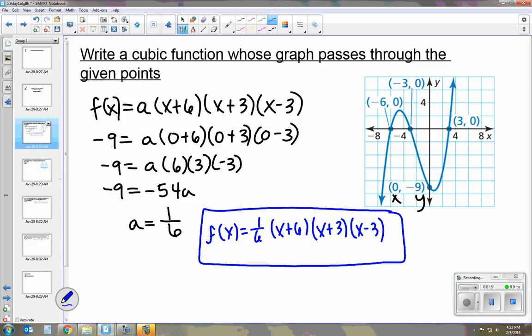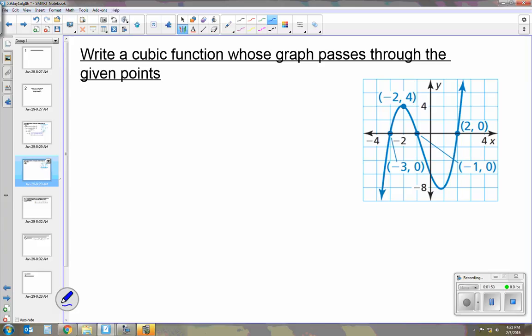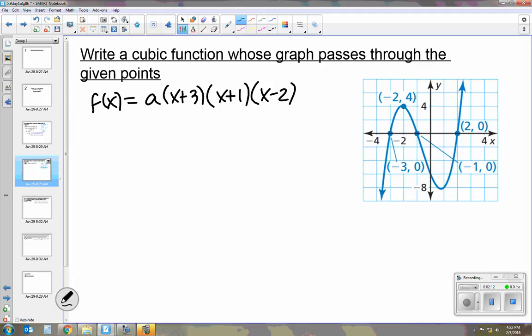So let me show you another one of those. Once again, we have a graph with our zeros and another point on the function. So we're going to write those in factored form. So we have x plus 3, x plus 1, and x minus 2. And then we have f of x equals, and then our leading coefficient a, which we don't know yet, so we have to find it. They give us another point, -2, 4, which is our x and our y.